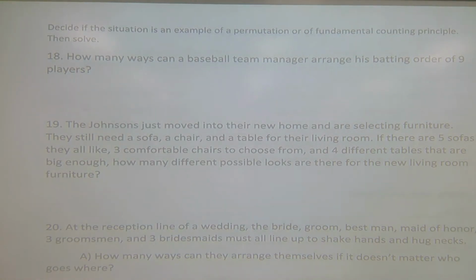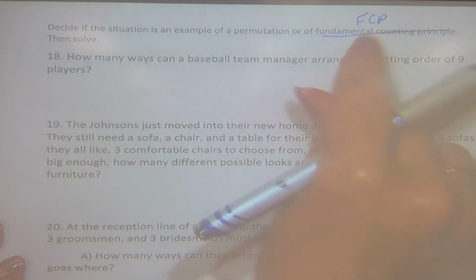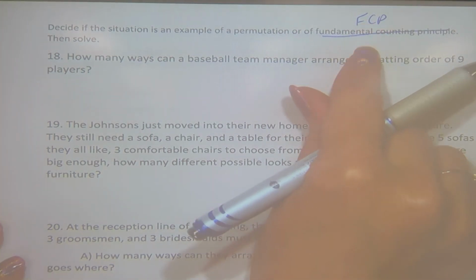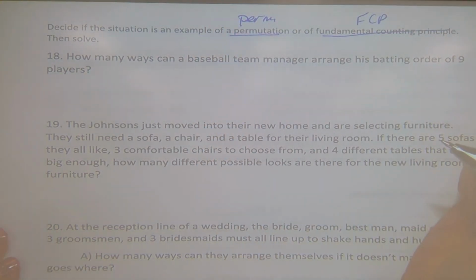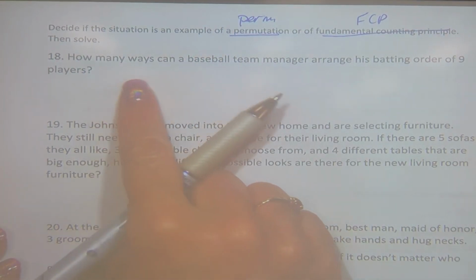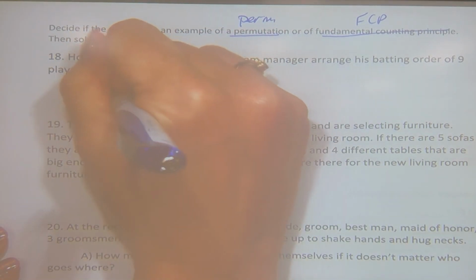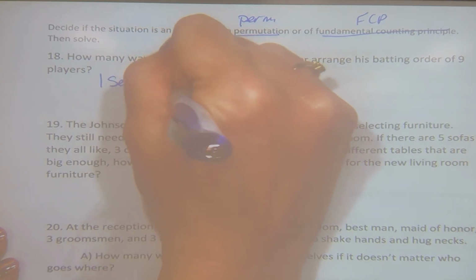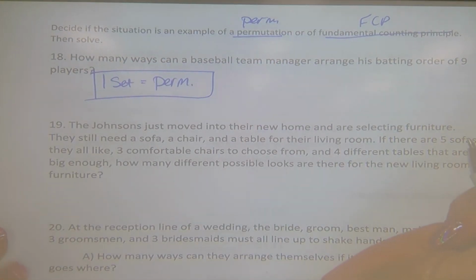Well, it's either a fundamental counting principle, or I didn't mean to mark that out and to underline it. FCP, fundamental counting principle, or I'm going to say permutation, PERM. I'm trying to arrange one set of players. If it's just one set, it's a permutation. They're all going to bat.